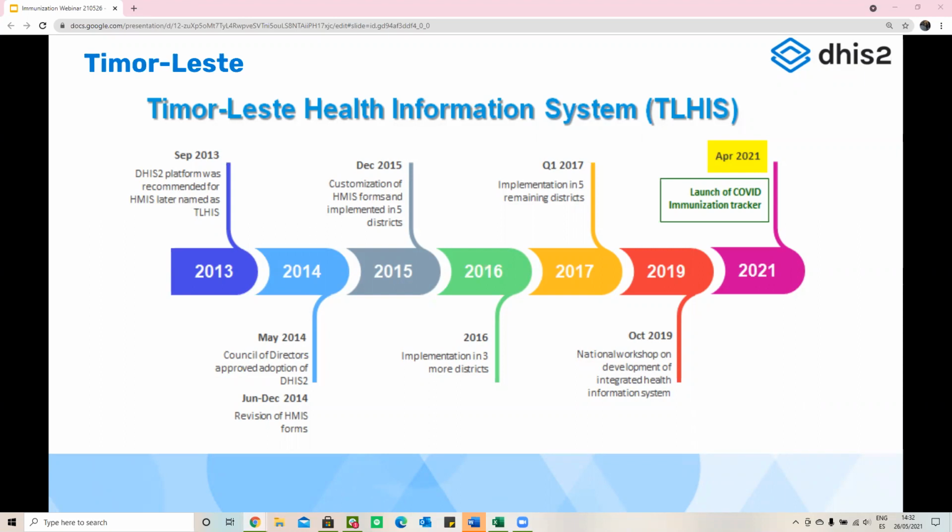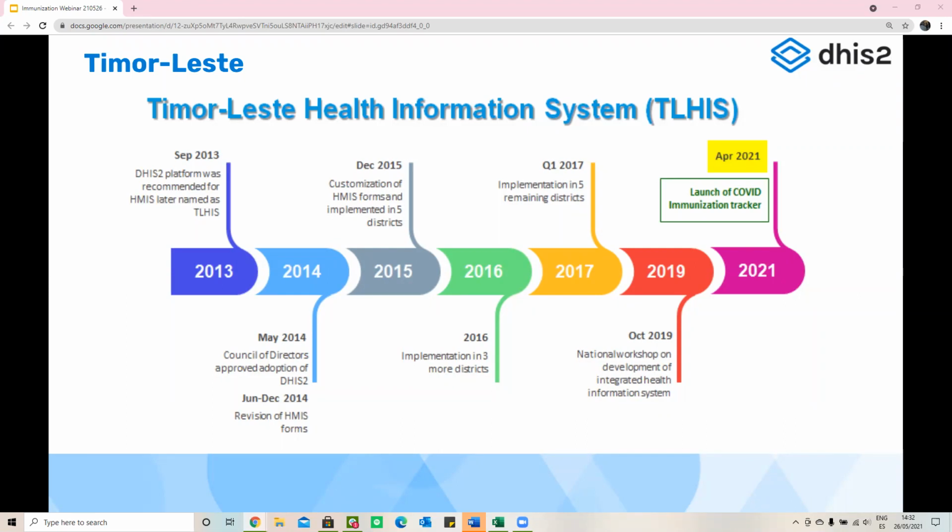Let me start with a bit of history of DHIS2 in Timor-Leste. It's a new country. Back in 2013, the Ministry of Health decided to use DHIS2 as the platform for the national HMIS called Timor-Leste Health Information System, abbreviated as TLHIS. In 2017, TLHIS was implemented countrywide to collect aggregated data. Given the existing poor infrastructure, there were no plans to implement a tracker this soon.